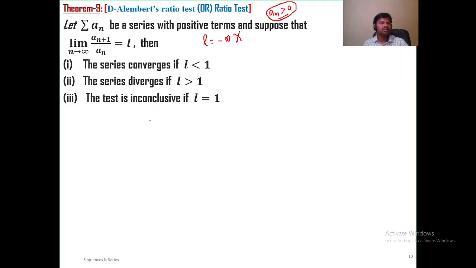The proof is not required. If you are interested, I will provide the proof of this ratio test in the PDF file. It is not required. Let us do one problem depending on the ratio test.